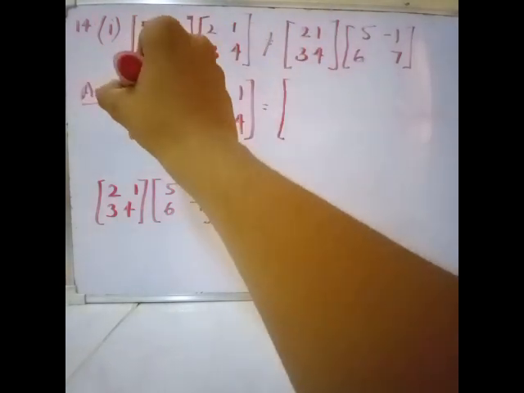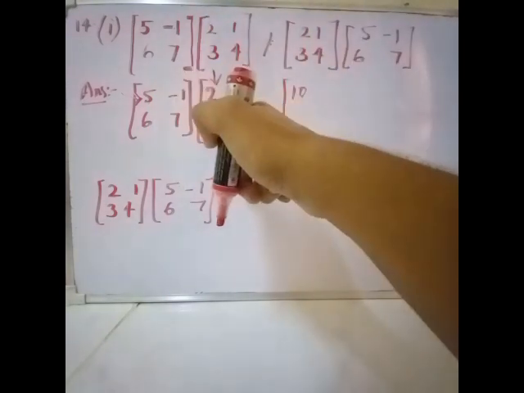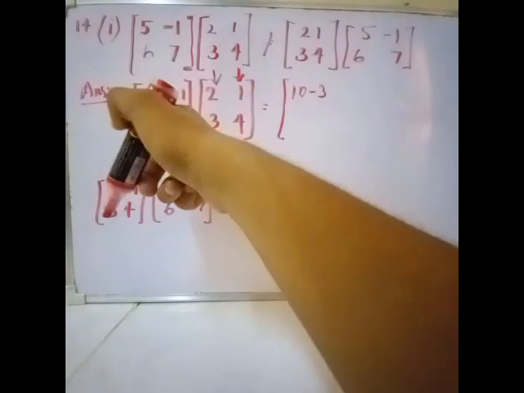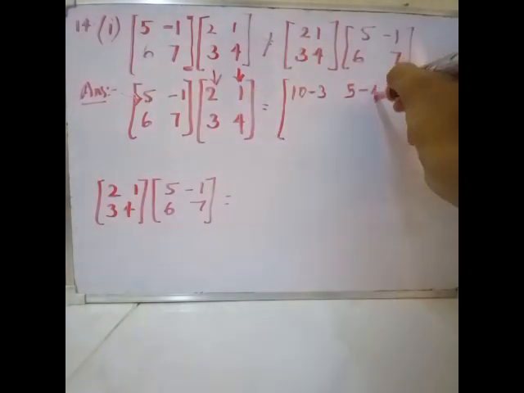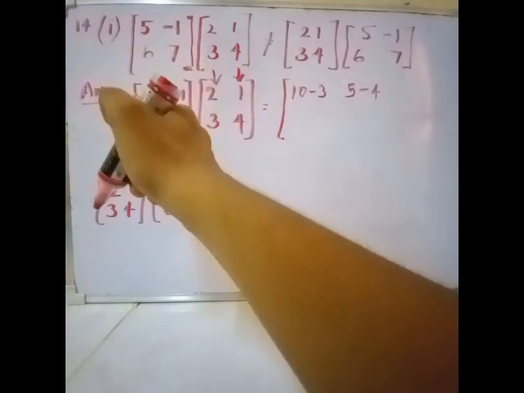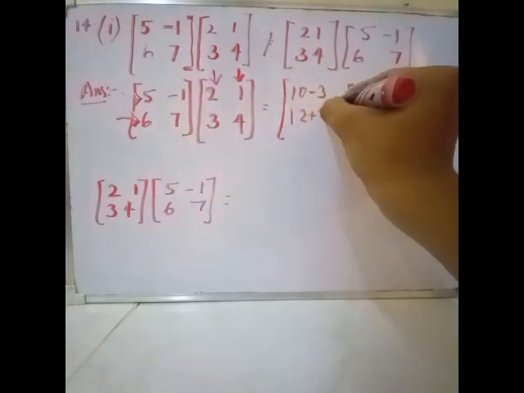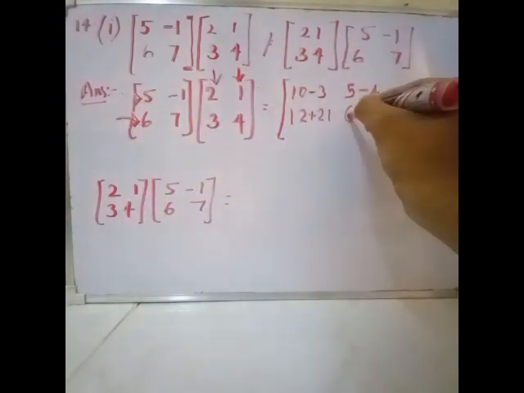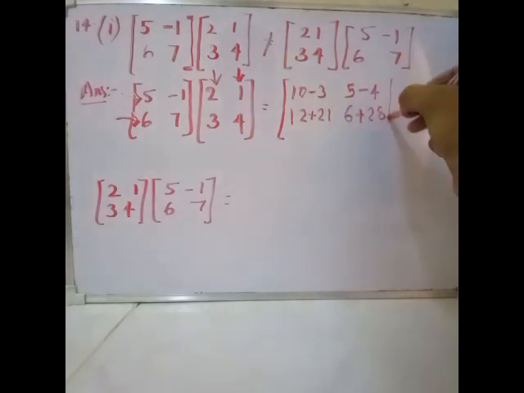So first row with the first column, 5 times 2 would be 10, and minus 1 times 3 would be minus 3, so 10 minus 3. Then first row with the second column, 5 times 1 would be 5, and minus 1 times 4 would be minus 4. Now second row with the first column, 6 times 2 would be 12, and 7 times 3 would be 21, right? Now second row with the second column, 6 times 1 would be 6, and 7 times 4 would be 28. So now we just have to simplify.